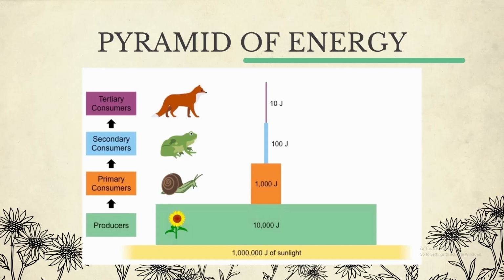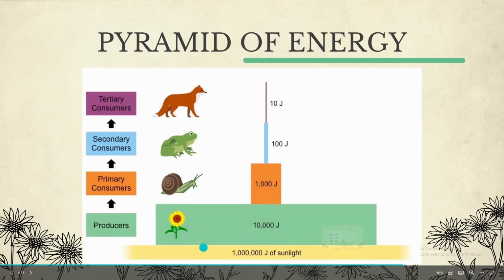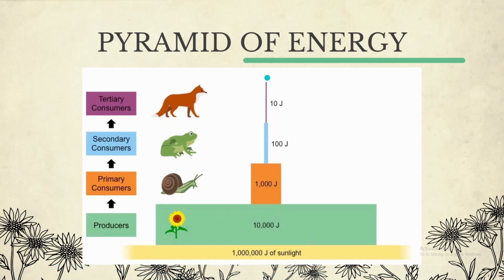The bottom level of the pyramid of energy will always represent the producers, with each subsequent level above representing consumers, which are the primary and secondary consumers, etc. So we can see here, once again, the bottom part of the pyramid is the sunlight that goes into the food chain. The next is producers, and then primary consumers, and so on and so forth.